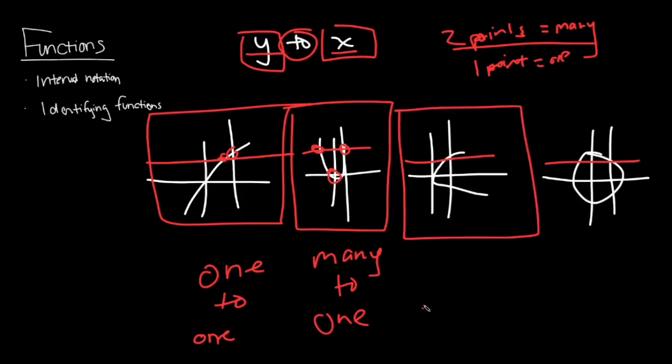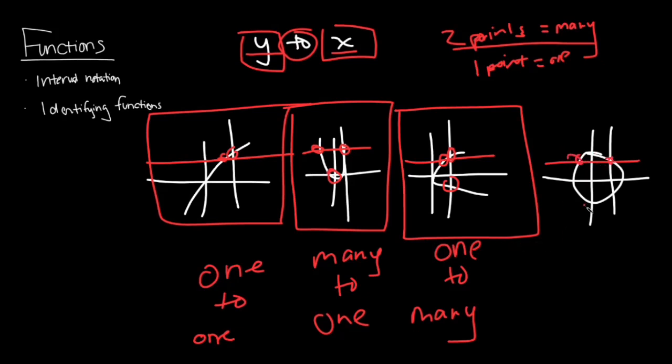Let's do this one, a sideways parabola. As you can see, it passes through once using the horizontal. So that means passing through 1 point, it is equal to 1. Then 2, using the vertical test, which is x. It passes through once and twice. 2 points is equal to many, sorry. So that is equal to many. So this is a 1-to-many relation. So we have a 1-to-1 relation, a many-to-1 relation, and a 1-to-many relation.